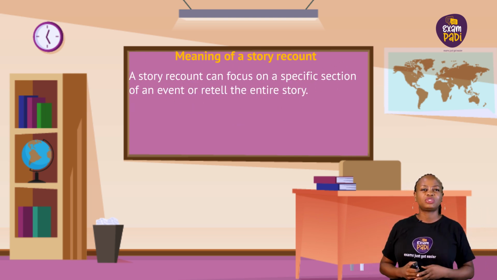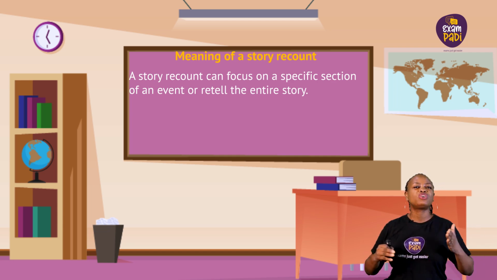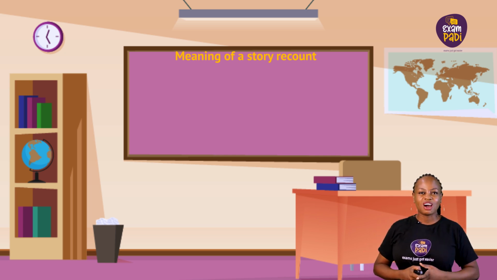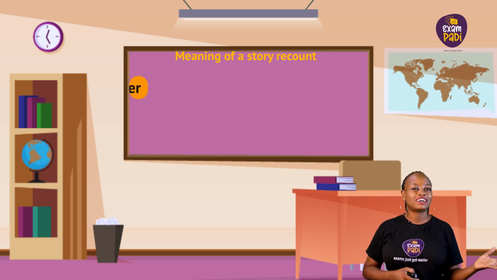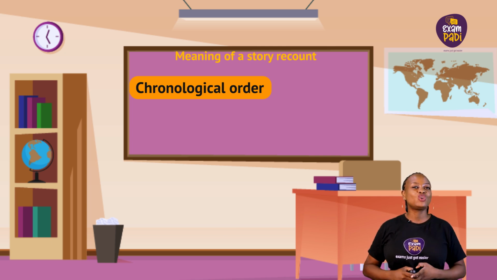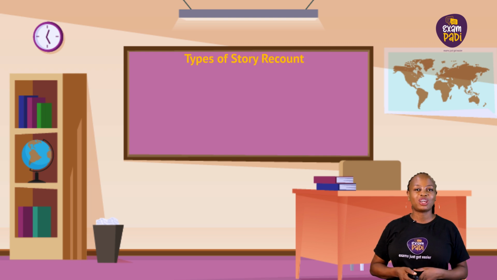And a story recount can focus on a specific section of an event or retell the entire story. The events in a recount are usually related to the reader in a chronological order, that is, in the order in which the event happened. Now let's look at some types of story recount.